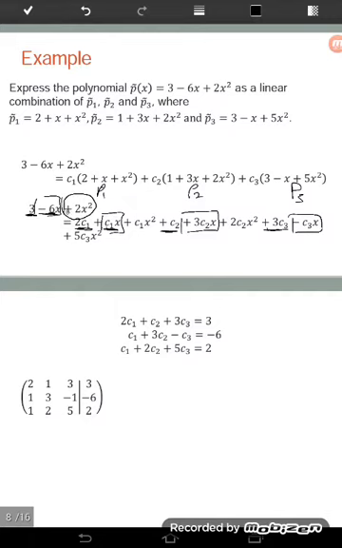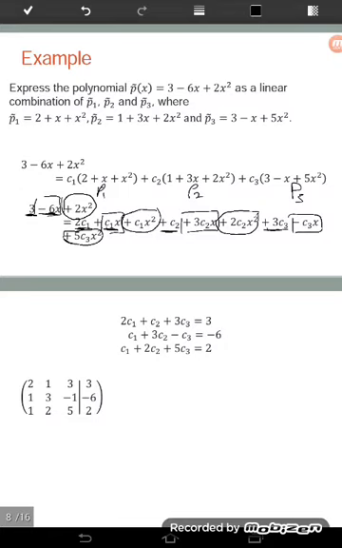Okay, so I have here positive 2. And then on the right side, I have positive C1, and then positive 2C2, and then last one, positive 5C3. Okay, so I have here three equations. I have already flipped this one, from the right side to the left.